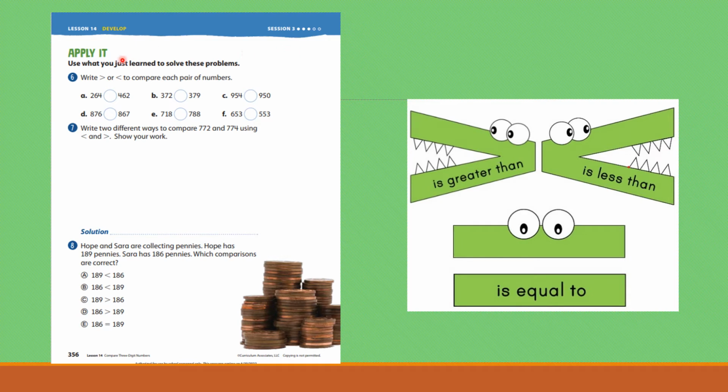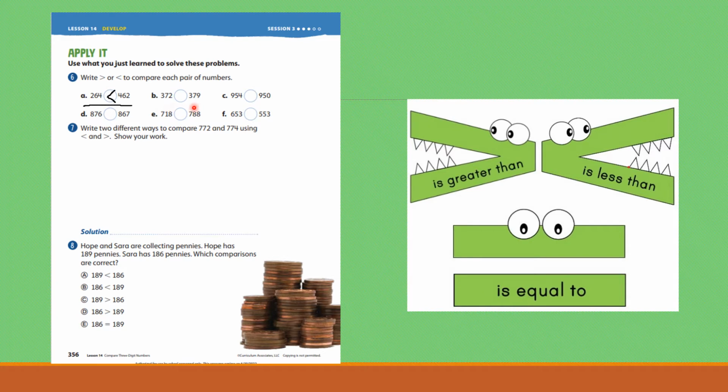All right, boys and girls, it says use what you learned to solve these problems. Write more than or less than to compare these numbers. 264 and 462. The first thing I'm going to do is compare the hundreds. In this number, I have 200, and this number, I have 400. 400 is greater than 200, so I'm going to put my arrow that way, open to the bigger number, and I read that as 264 is less than 462. Okay, let's go to the next one.